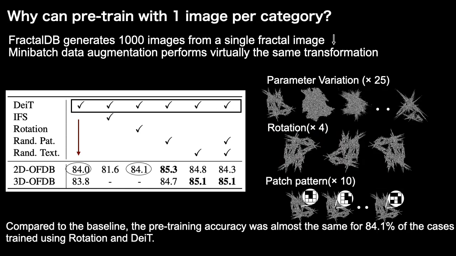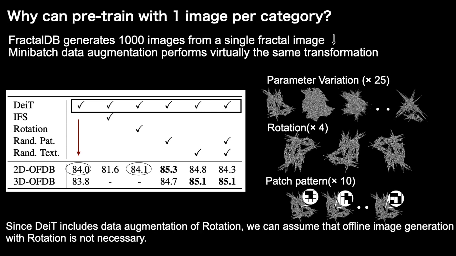Compared to the baseline, the pre-training accuracy was almost the same, at 84.1%, for the case trained using rotation and DeiT. Since DeiT includes data augmentation of rotation, we can assume that offline image generation with rotation is not necessary.